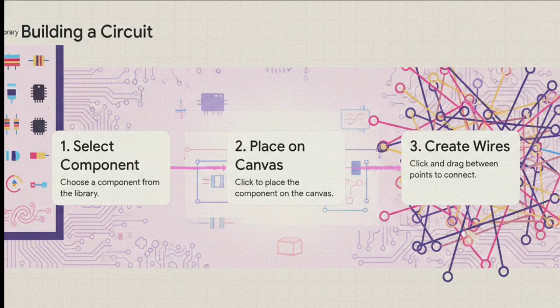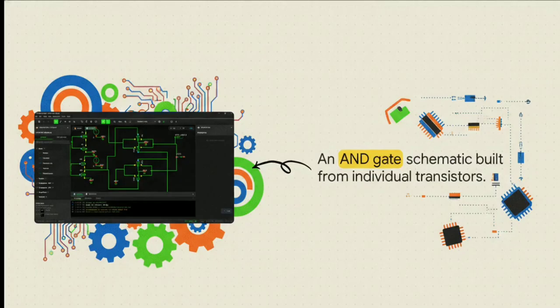It's almost ridiculously simple. It's just a three-step dance. You pick a component from your library, you click to place it on the canvas, and then you just click and drag to connect the dots with wires. It is incredibly intuitive. And from that really simple process, you can build something as complex as this. What you're seeing here is an AND gate, a fundamental building block of all digital logic, and it's built from the ground up using individual transistors.